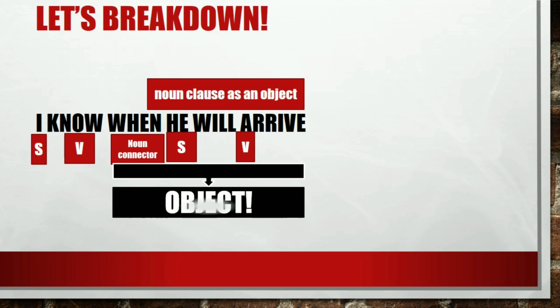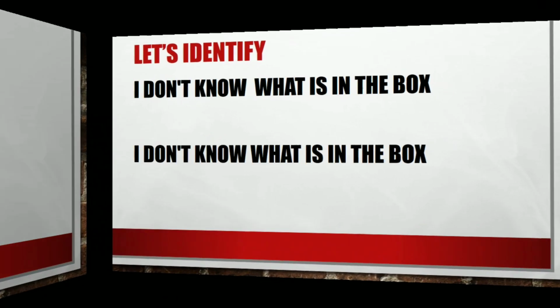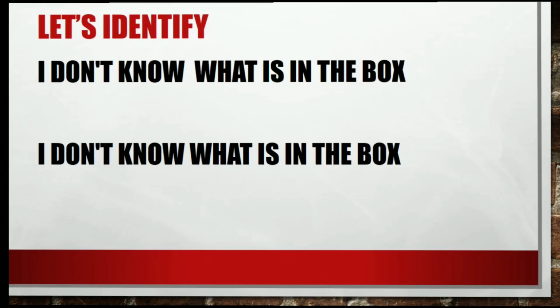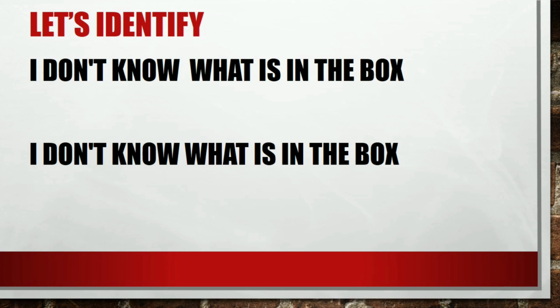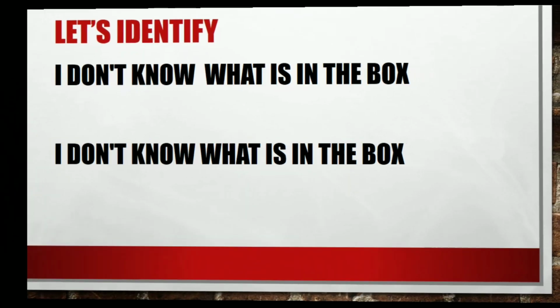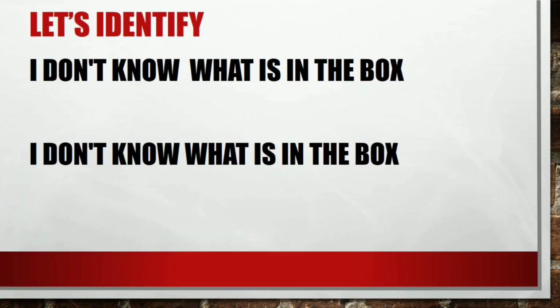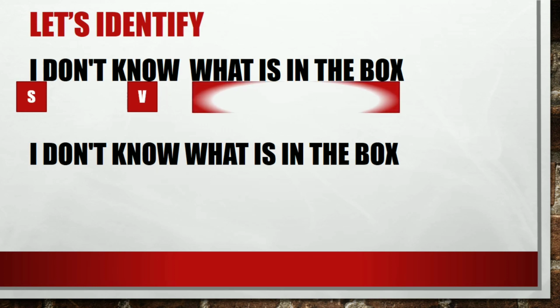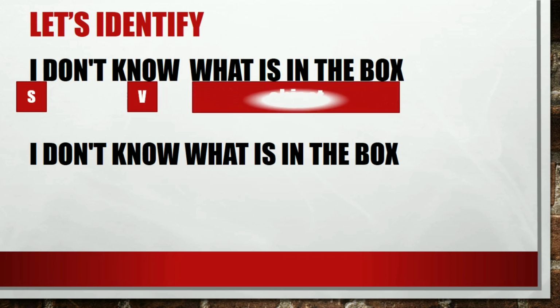Okay, second, I don't know what is in the box. Let's analyze the subject, the verb, and the object. We can see that the subject is I and the verb is don't know. And then the object is what is in the box. That's the object. Again and again, my friend, don't get confused with what is in the box.